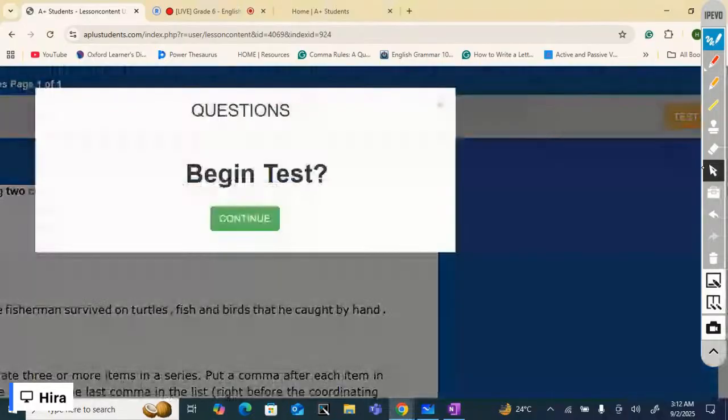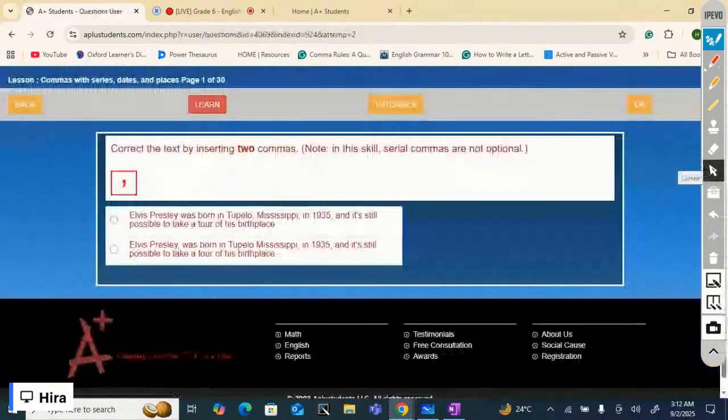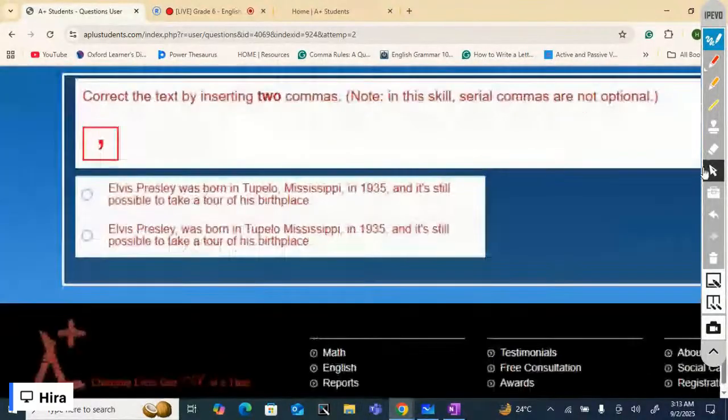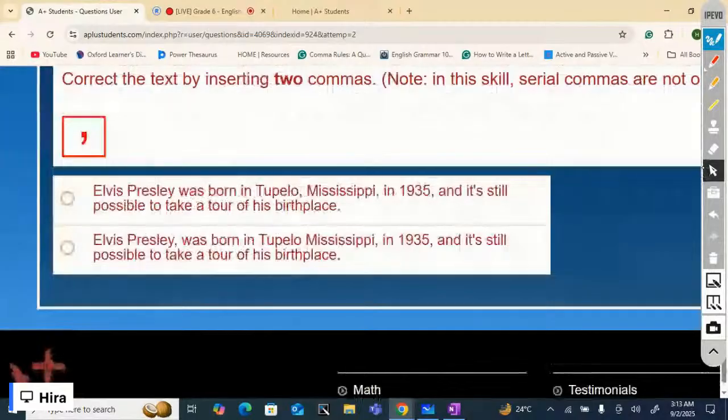In the test, you have to correct the sentence by inserting two commas. Note, in this skill, serial commas are not optional. It means you have to put serial commas, or Oxford commas, whatever you call them, the comma before the coordinating conjunction. You have to insert two commas. You have to select the text by inserting two commas.